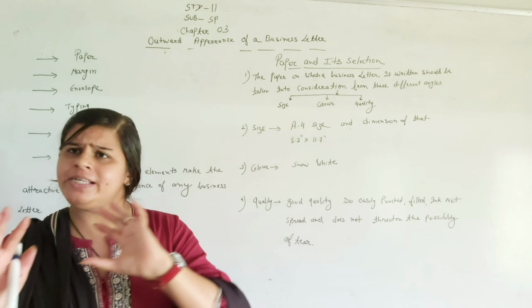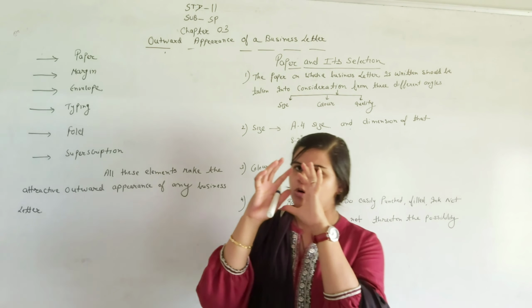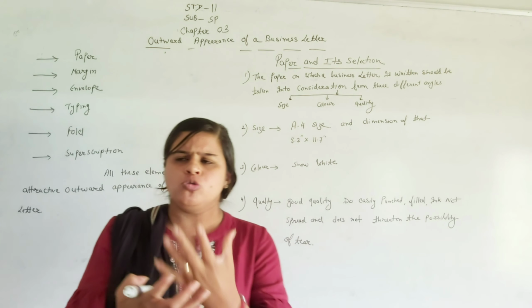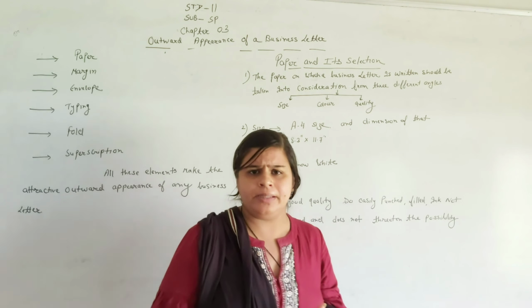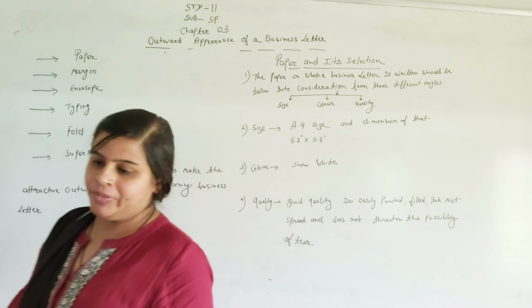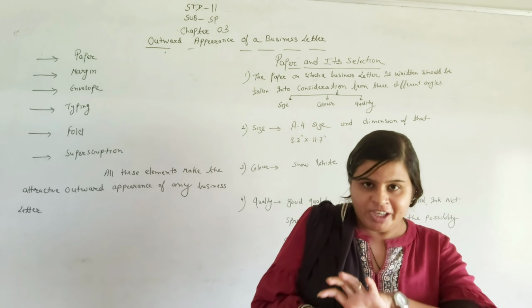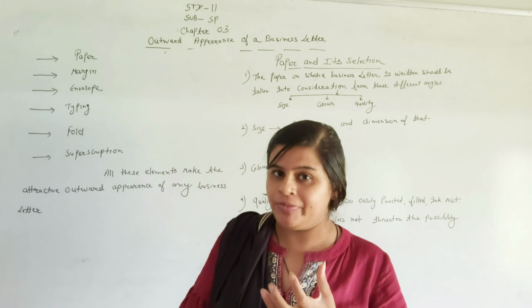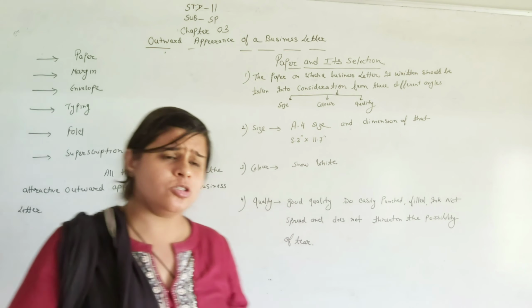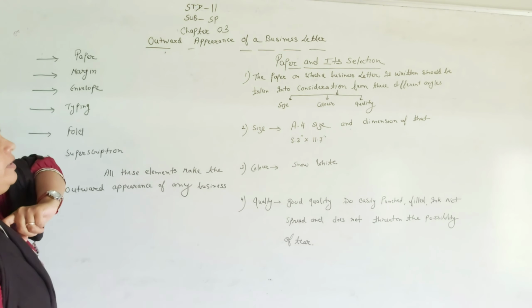Outward appearance should always be attractive. Whether we talk about an item or a letter, the outward appearance creates and develops interest among the receiver. It is also applicable to letters. If they are in a very attractive form, they definitely attract the receiver or the reader. So the outward appearance of a business letter is the name of the chapter.